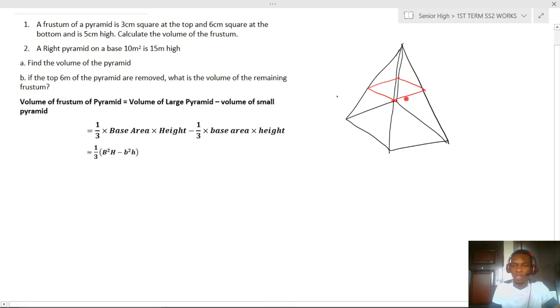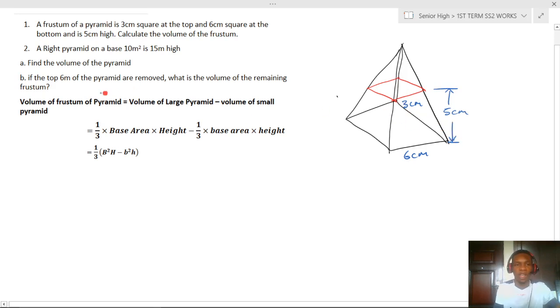We are told that at the top it is 3 centimeters square, so let's put that, and at the bottom it is 6 centimeters square. We are to calculate the volume of the frustum. So what is the height of the frustum? 5 centimeters. And we're asked to calculate the volume of this frustum.